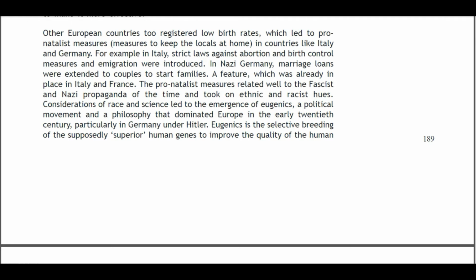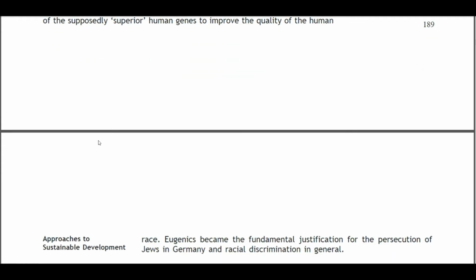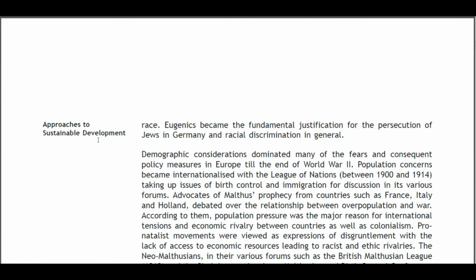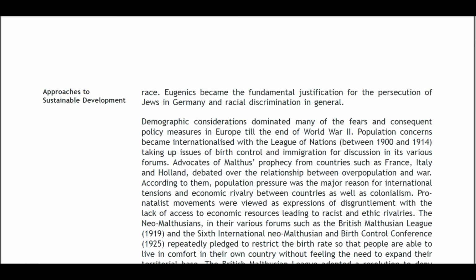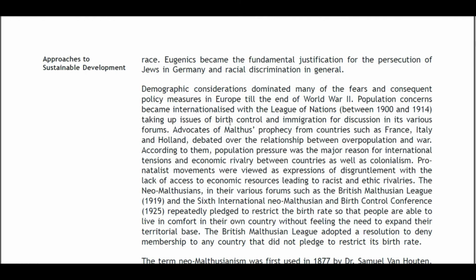and racist hues. Considerations of race and science led to the emergence of Eugenics, a political movement and a philosophy that dominated Europe in the early 20th century, particularly in Germany under Hitler. Eugenics is the selective breeding of supposedly superior human genes to improve the quality of the human race. Eugenics became the fundamental justification for the persecution of Jews in Germany and racial discrimination in general.